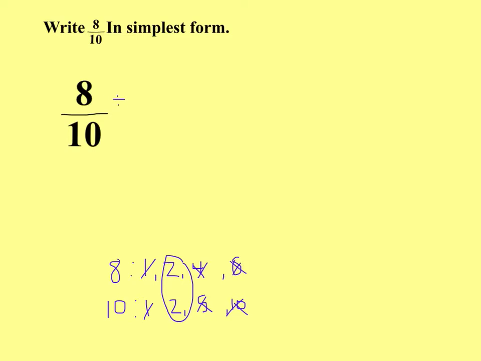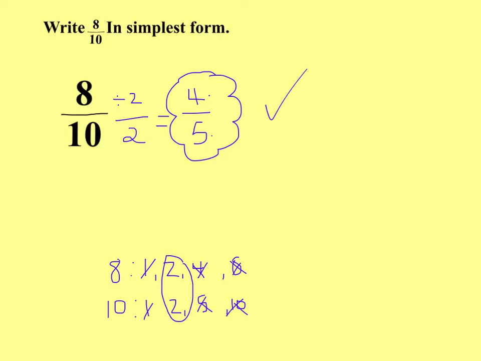So I'm going to divide my numerator and denominator by the greatest common factor, which is 2, which remember equals 1 whole, and any number divided by 1 always equals itself. So 8 divided by 2 is 4, and 10 divided by 2 is 5. Now here's a little trick to know that it's in simplest form. If ever the numerator and denominator are one number away from each other, we call them consecutive numbers. It's already simplified. So 4/5 is simplified.